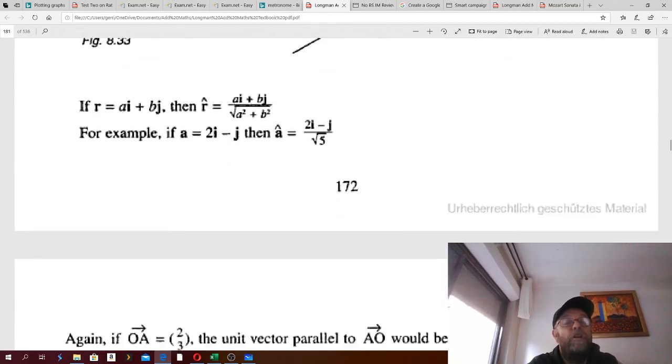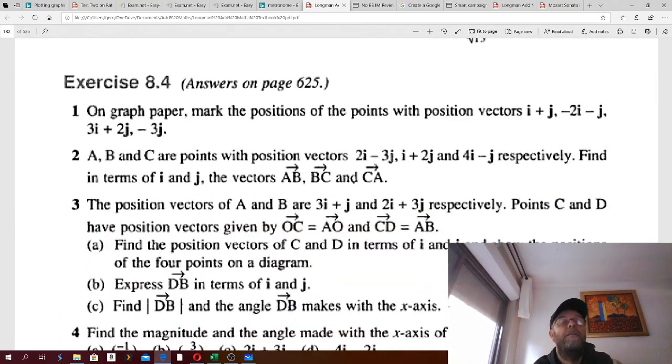Okay, so we're also going to talk about something called unit vectors in a moment. We'll do that tomorrow in class, and then we'll go on to 8.4. Okay, good. Well, that gets you at least some of these questions going, and you can try those as part of your homework.